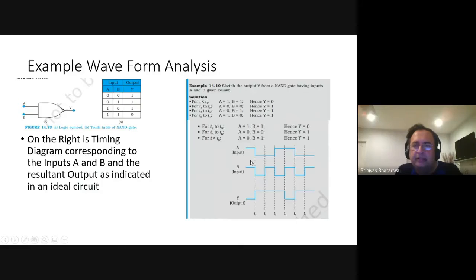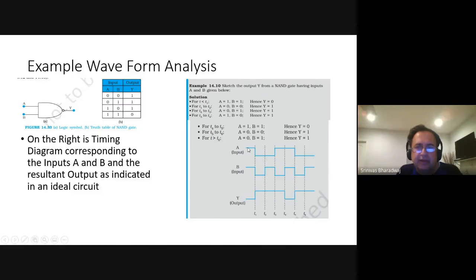You have waveform analysis. So let's say here you had a NAND gate, right? So now the input A is taking this form. The input B is taking this form. So what will be the output? It's a NAND gate, right? A and B both are 1. The output will be 0. Both of them are 0, so the output will be 1. One of them is 0, the output will be 1. Because it's a NAND gate, right?